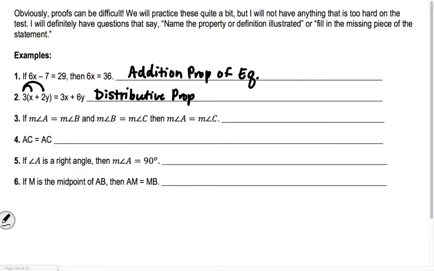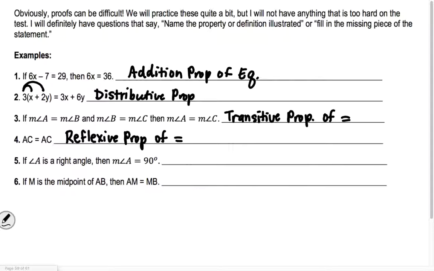All right, Koshal, what do you think? Measure of angle A equals measure of angle B. Measure of angle B equals measure of angle C. Then measure of angle A equals measure of angle C. Transitive, and is this of equality or congruence? Equality. Yep, because they're all equal signs, right? So transitive property of equality. AC equals AC. Mackie, what do you think? AC starts with an R. Reflexive property of equality.